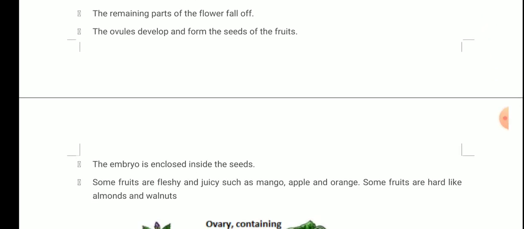And inside the seed there is an embryo. So the embryo is enclosed inside the seed. Some fruits are fleshy and juicy, such as mango, apple, orange, and some fruits are hard like almonds and walnuts. Clear? Fleshy means they contain flesh that is eaten, and some fruits are hard like almonds and walnuts.